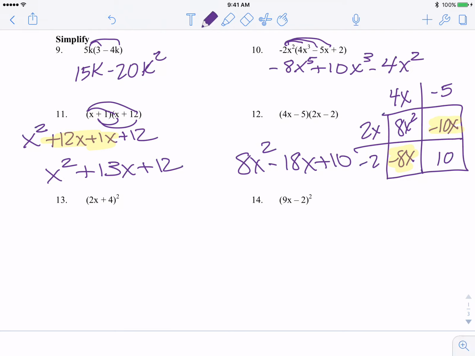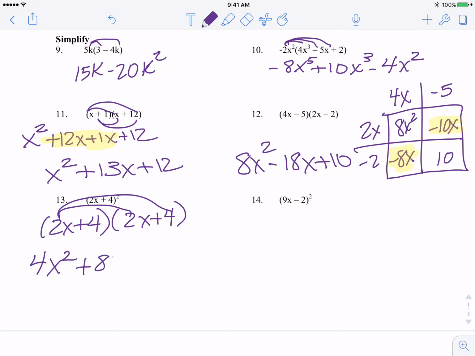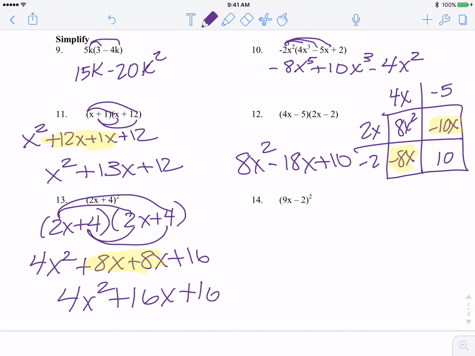On 13 and 14, when I square something, that means I take it times itself. So this means that I need to take 2x plus 4 times 2x plus 4 because all of that is being squared. Same thing here. If you use box or FOIL, either way, your first terms, 2x times 2x is 4x squared. Your outside terms is a +8x. Your inside terms is a +8x. And your last terms is a +16. I can combine those like terms in the middle to get a final answer of 4x squared plus 16x plus 16.